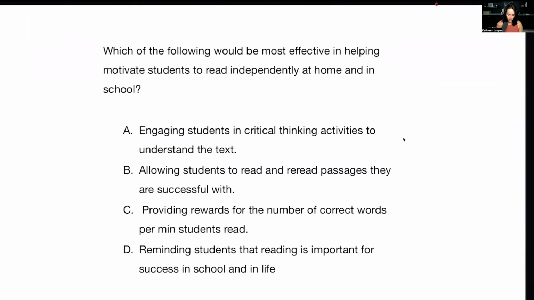Okay. So what we're going to do is zero in on the good words, bad words, but we're also going to look at nuances inside the question. Let me show you what I mean. All right, so you know I'm always going to work backwards, so let's go with the answer choices first. A, engaging students in critical thinking activities. Okay, critical thinking activities is really good to understand the text. I like A. I'm going to put a little dot next to it.